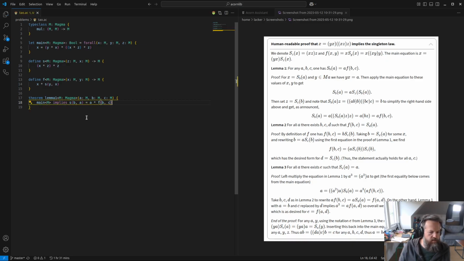All right, so we save it. And you can see immediately this gets yellow squiggled. This is Acorn saying this. We typed it in syntactically, but it's not immediately obvious why this is true.